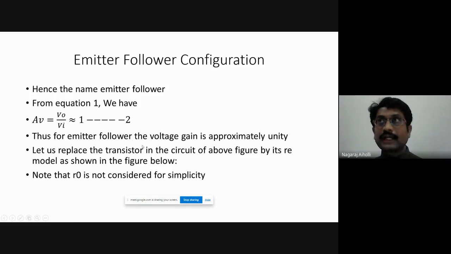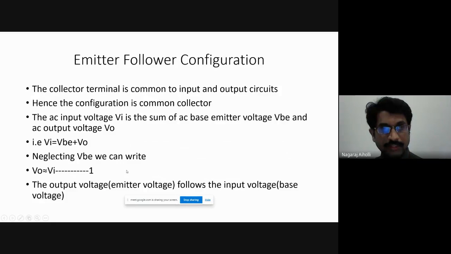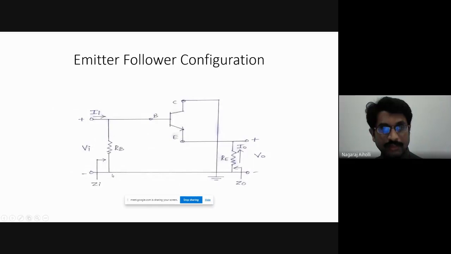Let us draw the RE model for the transistor circuit. Note that we are not considering the output resistance R0 for simplicity purpose. R0 is small in the emitter follower configuration, hence it can be neglected. This is how the RE model is drawn. RB is the same, between the base terminal and ground, as in the previous circuit.